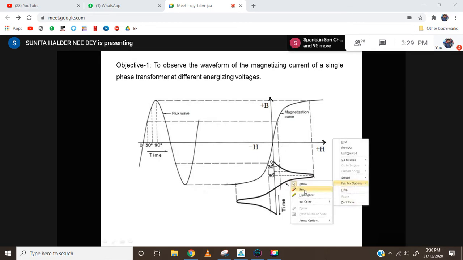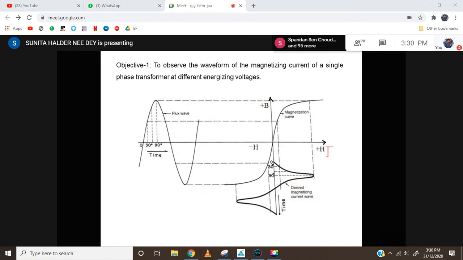Actually, in that case, this side will be I and this side will be phi. Then for any value of phi here, say phi 1, we can get the corresponding I1. For this particular time or angle, 30 degrees, we again plot this I1 here. In that way, we can trace the magnetization current.